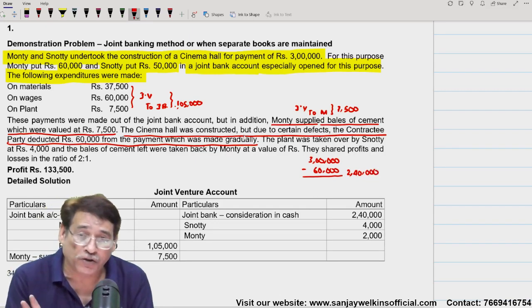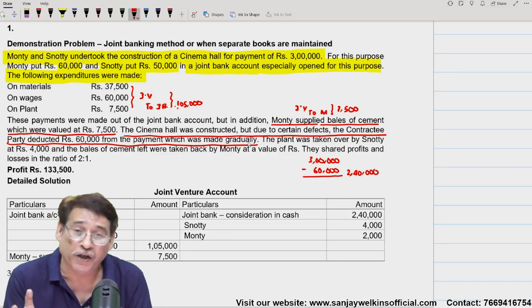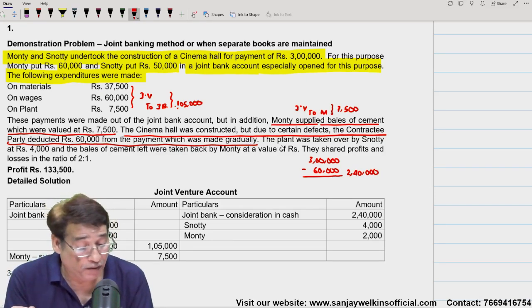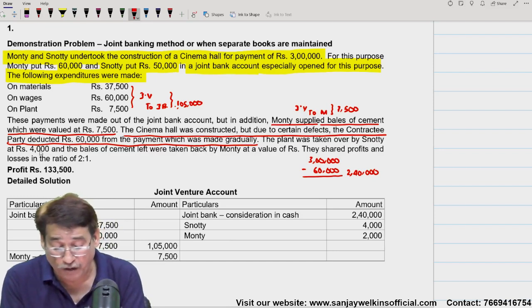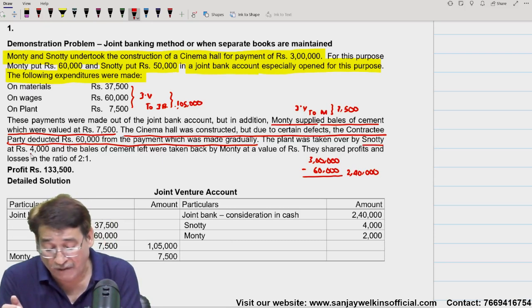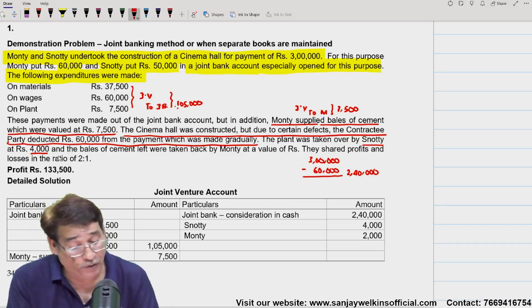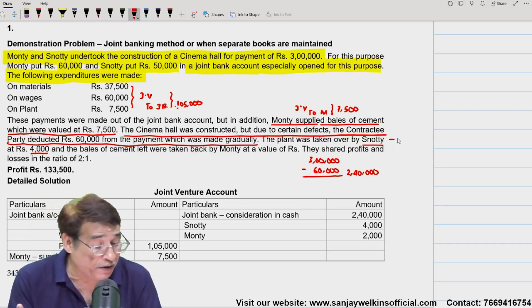That is the meaning of this particular sentence. The plant was taken over by Snooty for rupees 4,000. As I told you earlier, sometimes the leftover things are taken over by a co-venturer. So Snooty has taken over some plant, and the entry for this will be joint venture account debit to Snooty account, for 4,000 worth of plant.